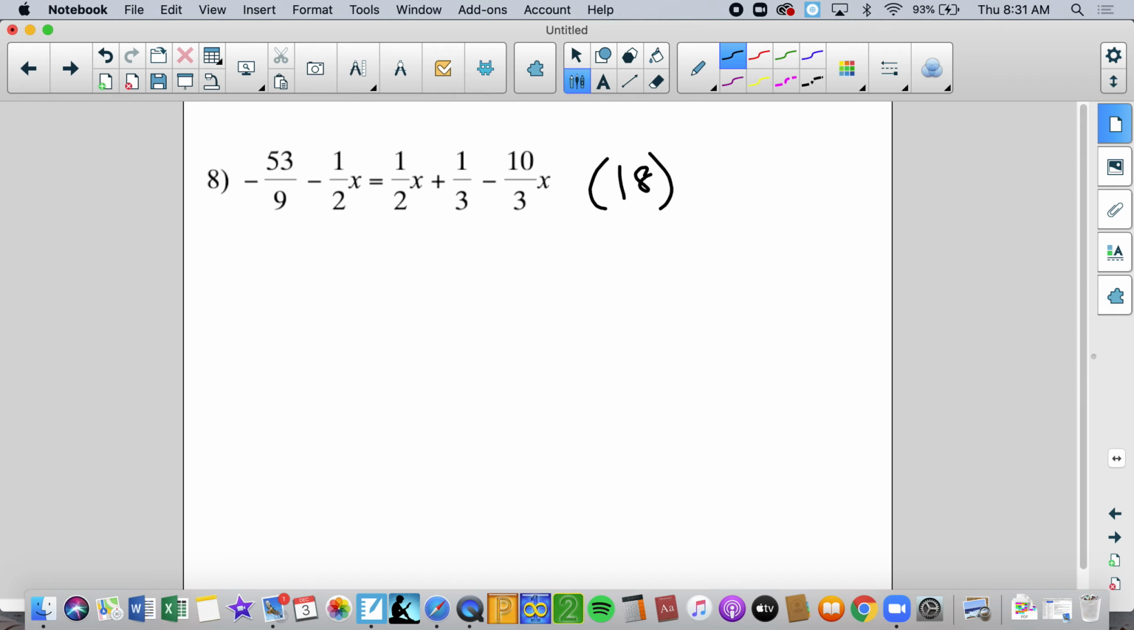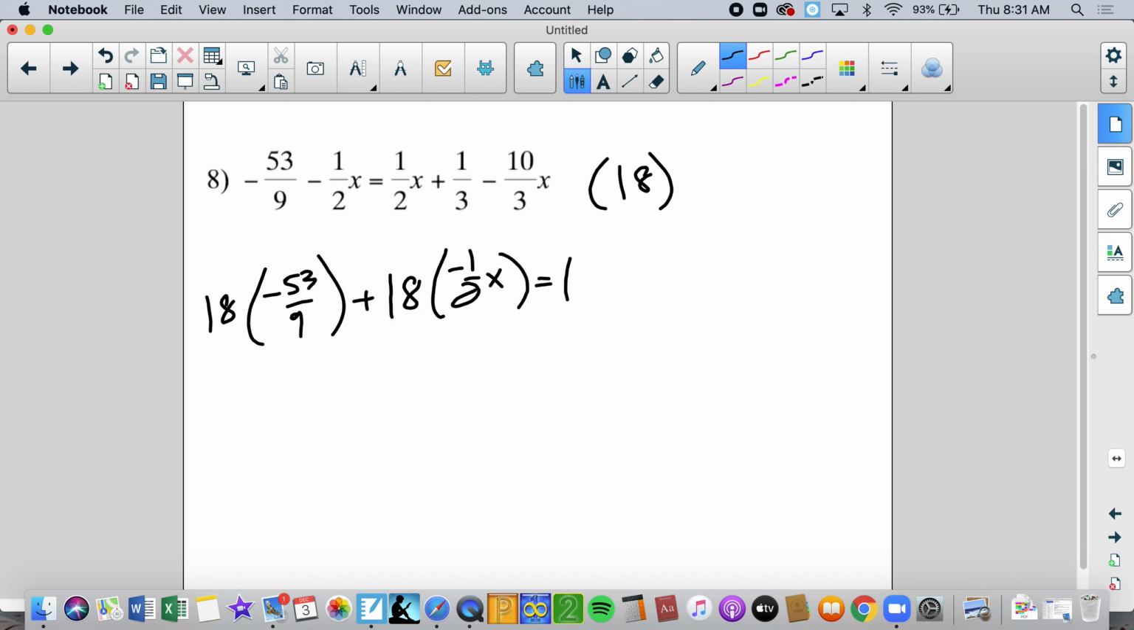Not the most efficient way, but it'll work. For this, it's one technique. It's not as seamless, but it can work. It's not necessarily a bad technique. It's not the best technique, but it's not a bad technique. 1/2 x equals 18 times 1/2 x plus 18 times 1/3 plus 18 times negative 10/3 x. That is ugly.